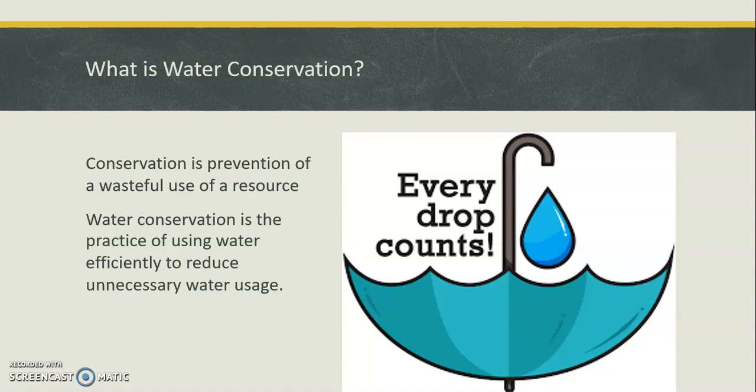What is water conservation? To start, let's learn what conservation means. Conservation is the prevention of a wasteful use of a resource. So that means that water conservation is the practice of using water efficiently to reduce unnecessary usage. Every drop of water counts.